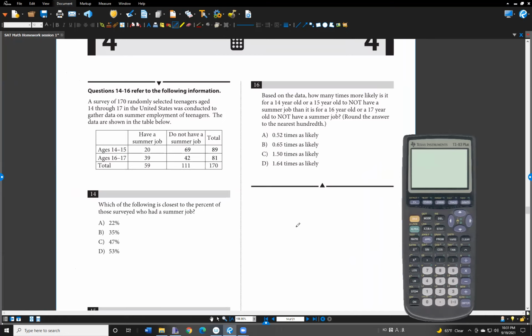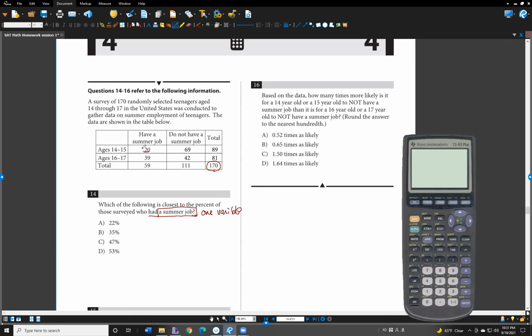All right, number 14. What is the percent of those surveyed who had a summer job? Can you see that over here? Percent. Summer job is 170. There's no restrictions. Okay, all right. Surveyed who had the summer job. Where is the summer job? A summer job is only one variable. Okay, one variable.